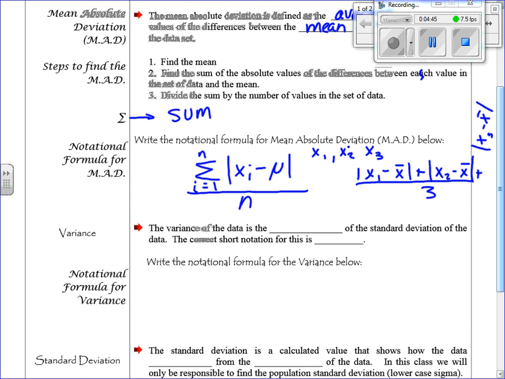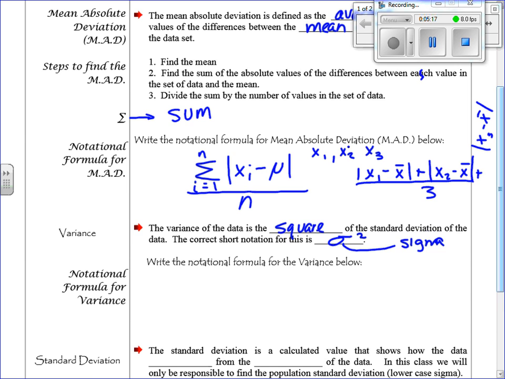Variance. The variance of the data is the square of the standard deviation of the data. The correct short notation for this is sigma squared. All right, that's how we notate variance. We say sigma. That's what that little thing right there means, is sigma.